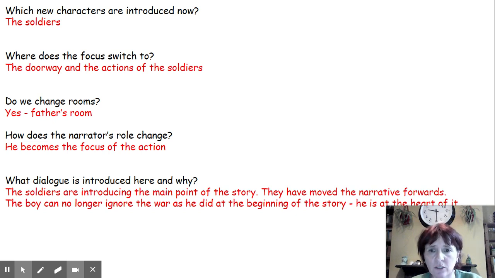So what dialogue is introduced and why? Dialogue just means speaking. The soldiers are introducing the main point of the story. They say, when did you last see your father? And they've moved the narrative forwards. The boy can't ignore the war like he did at the beginning of the story. He's now at the heart of it. So I think that one piece of language, that one question the soldier makes, really shows us how far the boy has travelled since the beginning of the piece.